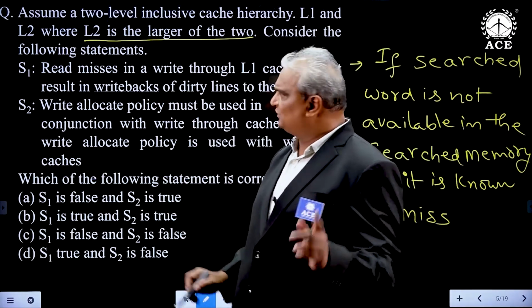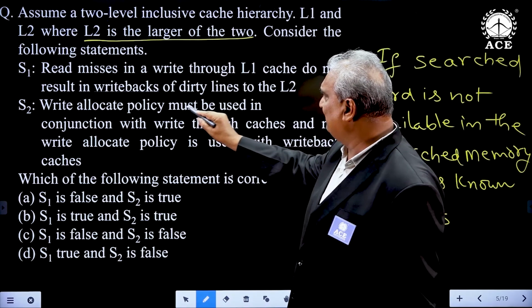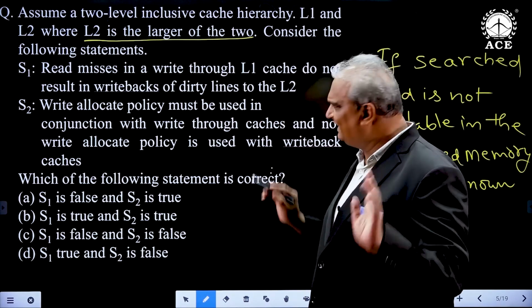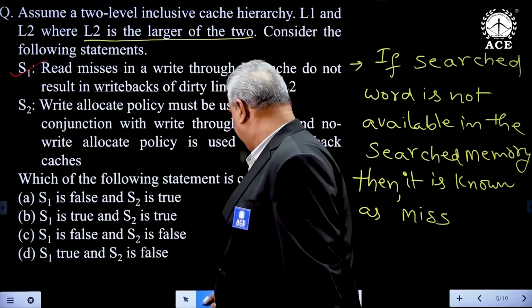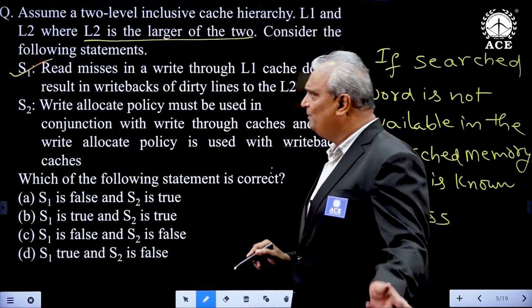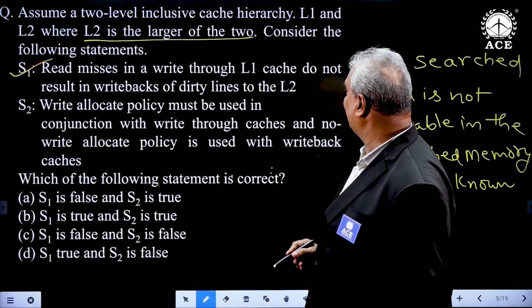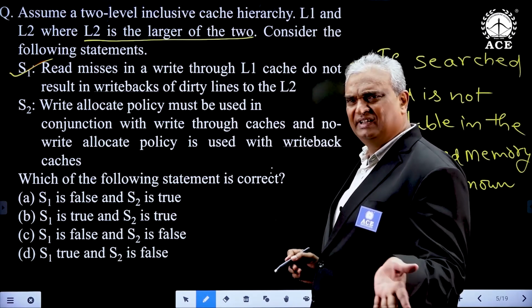What about S1? Read S1 once again. Read misses in a write through L1 cache do not result in the write backs of the dirty lines to the L2. Yes, it is true. S1 is 100% true.